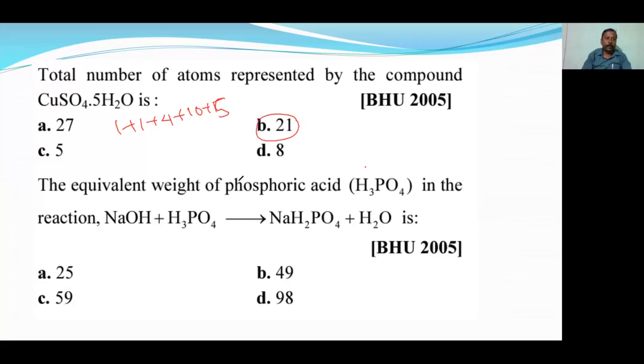Next, equivalent weight of phosphoric acid in H3PO4. Simple, in H3PO4 only one hydrogen is replaced. So one hydrogen replaced, therefore H3PO4 molecular mass divided by 1. Answer will be 98. What is the answer? Answer will be 98. Note down this.